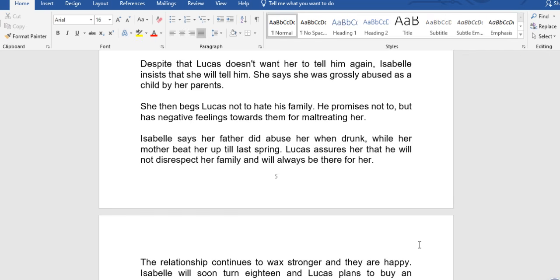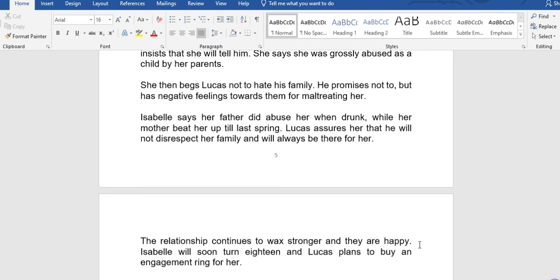Despite that, Lucas doesn't want her to tell him again. Isabel insists that she will tell him. She says she was grossly abused as a child by her parents. She then begs Lucas not to hate his family. He promises not to, but has negative feelings toward them for maltreating her.